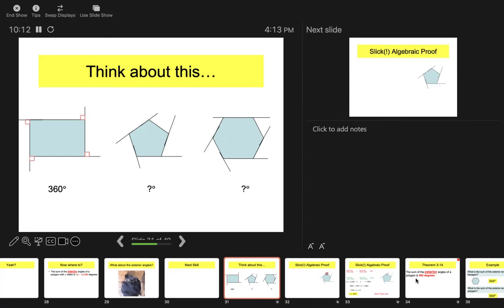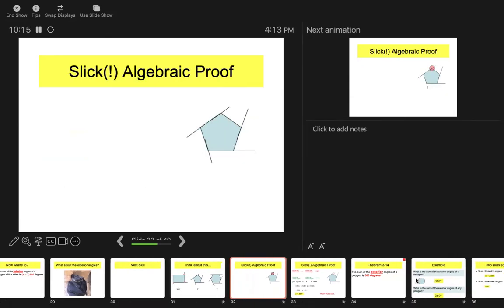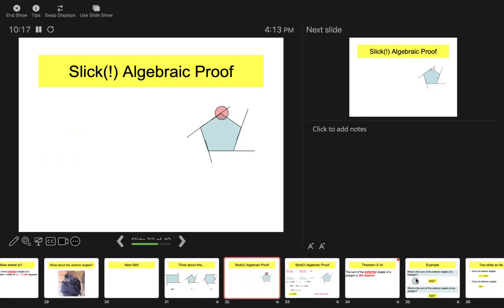Well, let's explore that. Boy, is this a slick proof. I love this proof. All right, let's look at one of those angles. One of those angles is made up of an exterior angle and an interior angle.